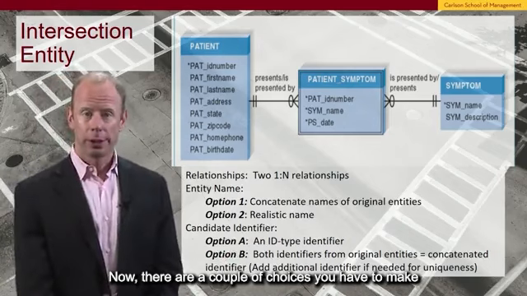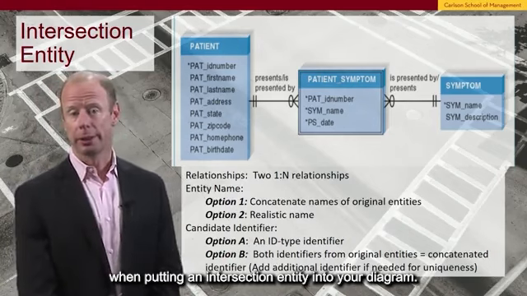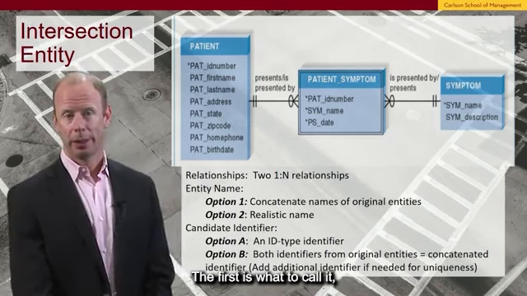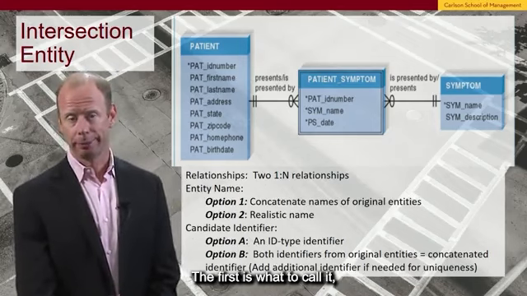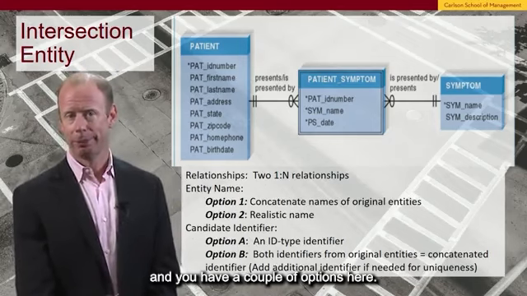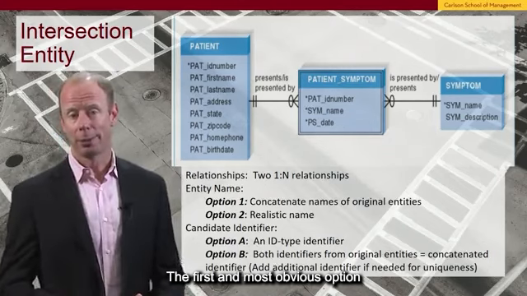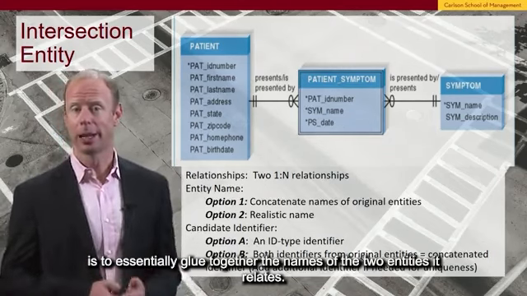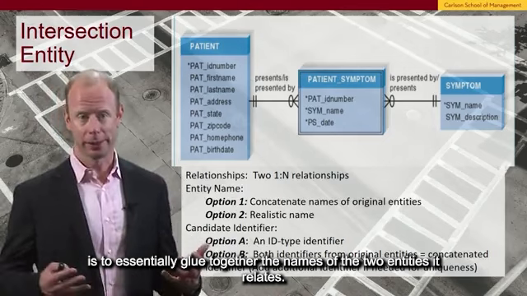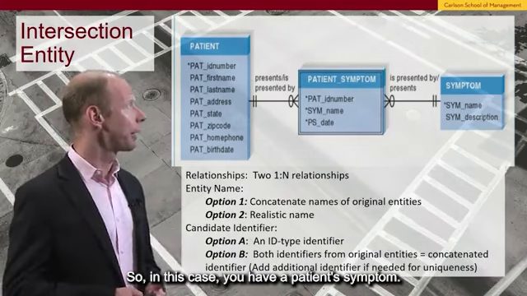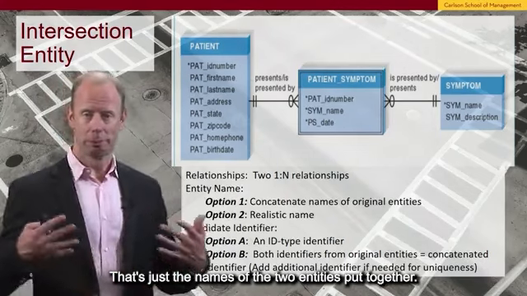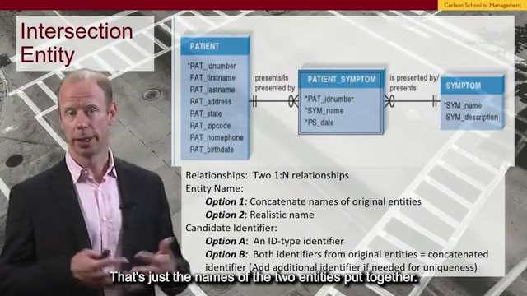Now, there are a couple of choices you have to make when putting an intersection entity into your diagram. The first is what to call it. And you have a couple of options here. The first and kind of most obvious option is to essentially glue together the names of the two entities it relates. So in this case, you have a patient symptom. That's just the names of the two entities put together.